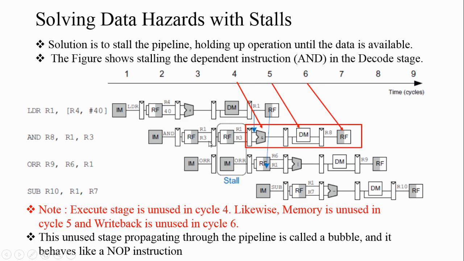By doing this pipeline stalling, you are adding one bubble state here. This is known as a bubble state. One bubble state will be added here, and you can see it added here. This is known as a bubble stage. It is incorporated due to the propagation of this unused stage in the pipeline. So this is known as pipeline stalling.